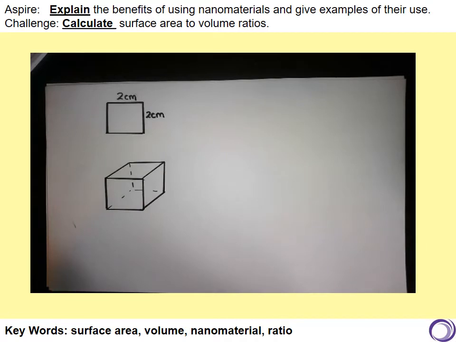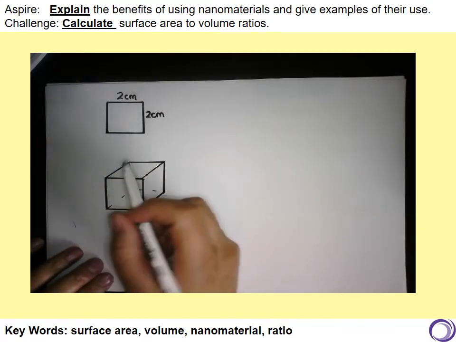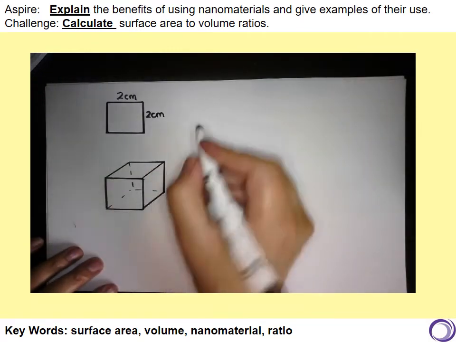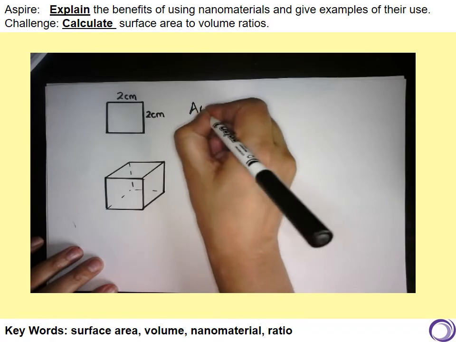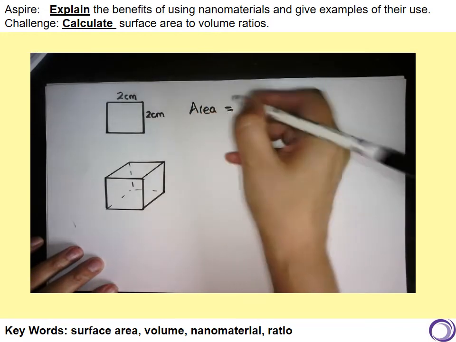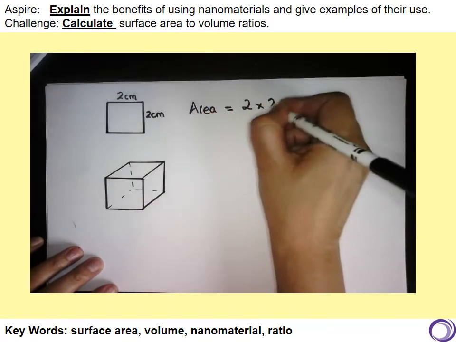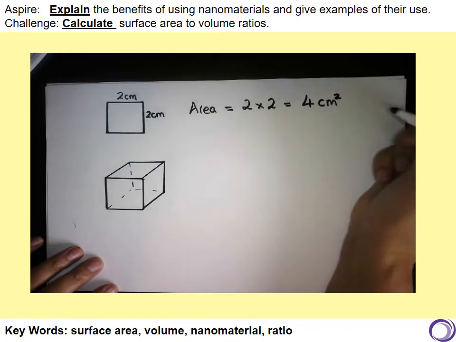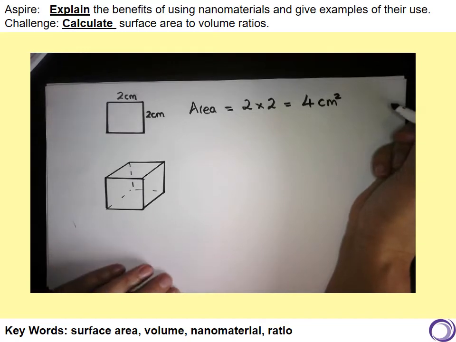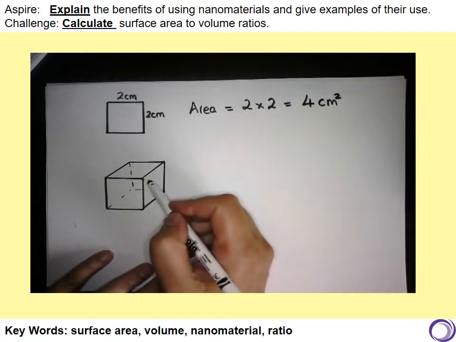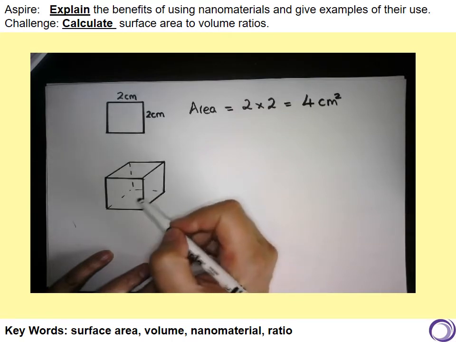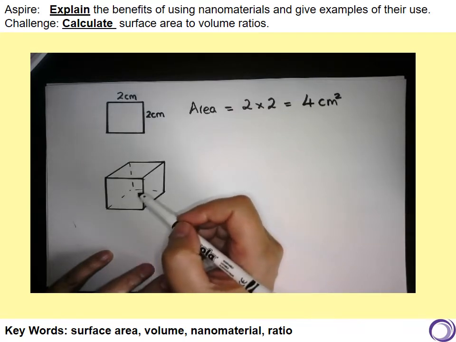I'm sure you've calculated areas in maths. So if we look at the first square, then each side is 2 centimetres. So the area equals 2 times 2, which is 4 centimetres squared. What you need to remember is if we've got a three-dimensional object, then we need to calculate the area of every side and then add them all together.